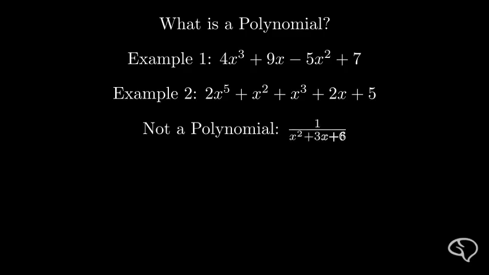Now, let's look at something that is not a polynomial. The expression 1 divided by the quantity x squared plus 3x plus 6 is not a polynomial. Why? Because the variable x is in the denominator, which is equivalent to having a negative exponent, x to the power of minus 2. Polynomials cannot have negative exponents. So to recap, a polynomial must have only non-negative integer exponents. We have now successfully identified what a polynomial is.